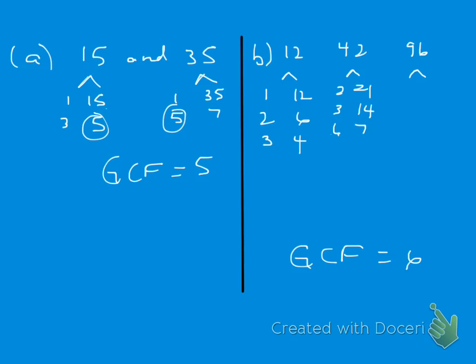Okay, what about 96? What are my factors of 96? Again, I'm not going to use 1 and 96 because I know 96 won't go in there. 2 and 48. 3 and 32. 4 and 24. 6 and 16. Is that it? 8 and 12.